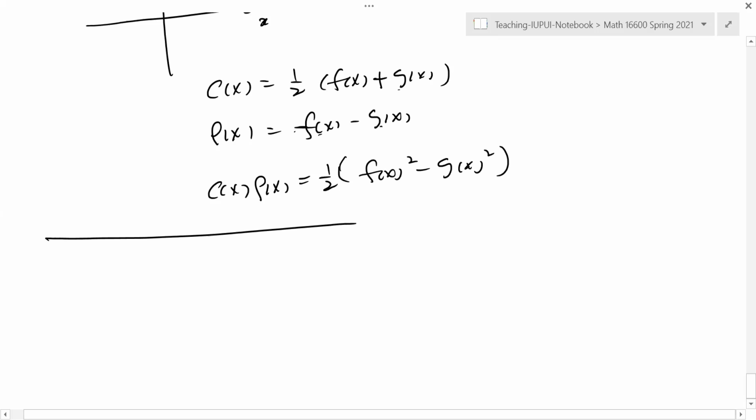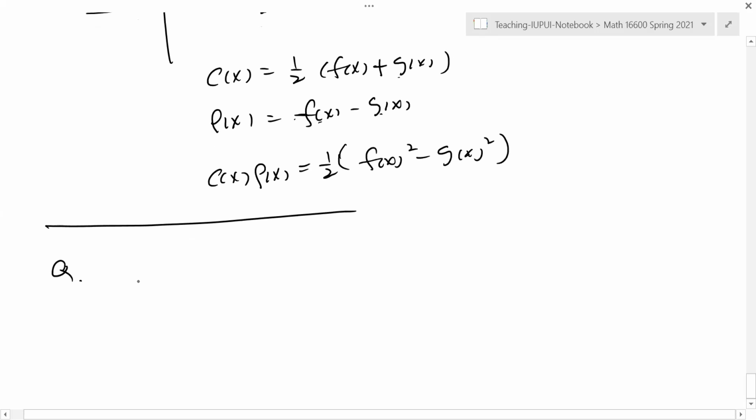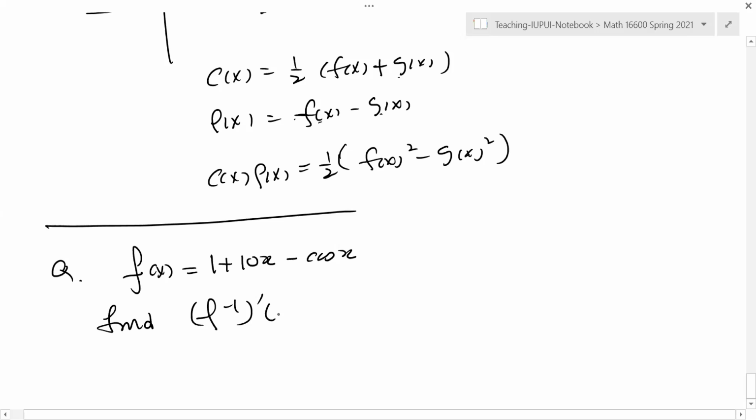Right. So let's go over the test. The first problem I want to discuss is: if you have f of x, and that is going to be something like 2 plus 10x minus cosine x, right? I want to find out the derivative of the inverse at, could be 0, could be, I can put 2 here, then that'll be 1. Okay.